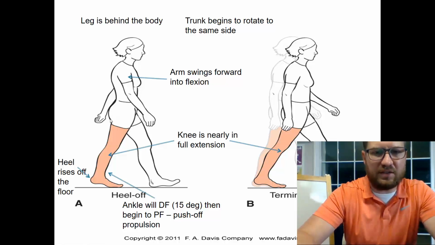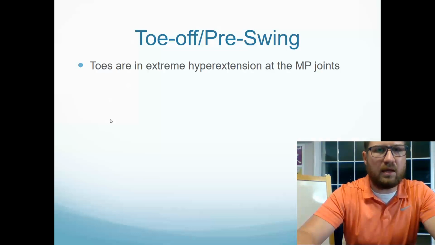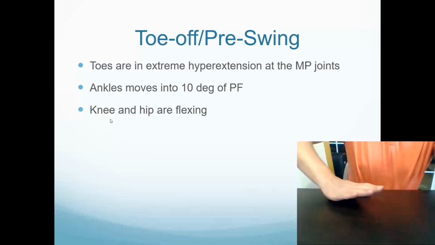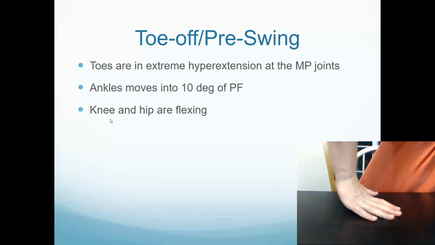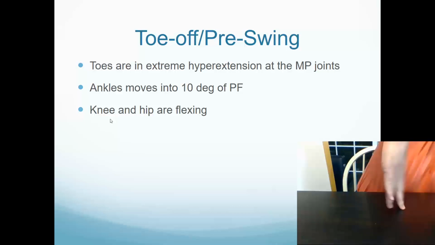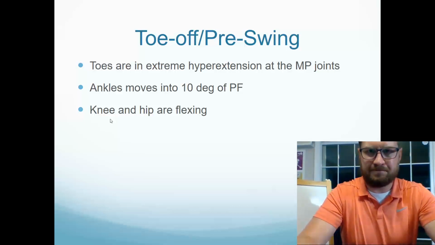Our knee is nearly in full extension. And then during toe off, our ankles move into 10 degrees of plantar flexion. So instead of being in that dorsiflexion phase, now we are in plantar flexion because our plantar flexors are now pushing us forward in the lateral plane.